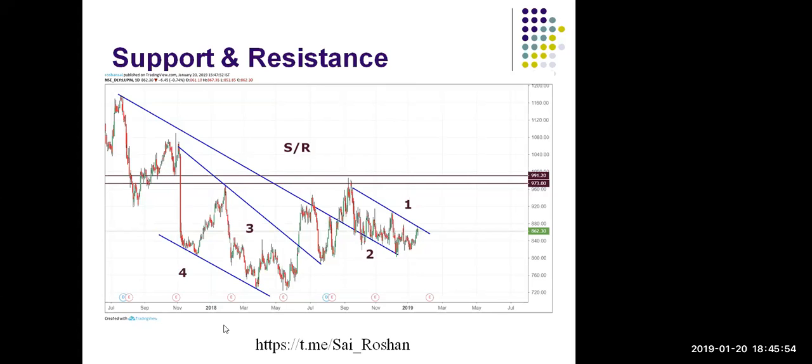That's why I always tell you about testing and retesting. It broke it, but it couldn't sustain, so it fell down. See how badly it fell down. That's why stop loss is very important. This is a fake breakdown. Stop loss will help you.